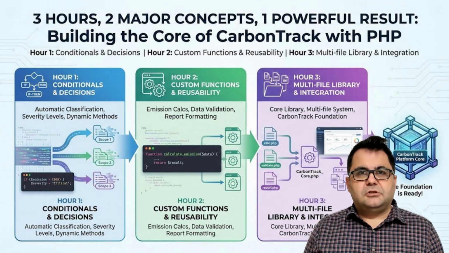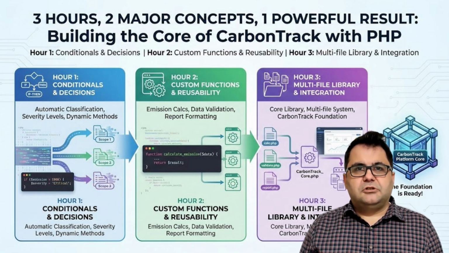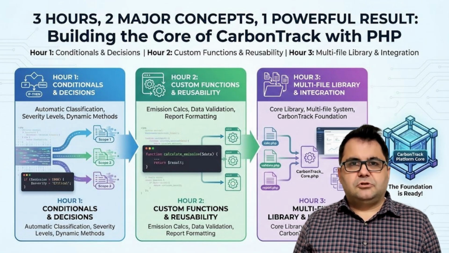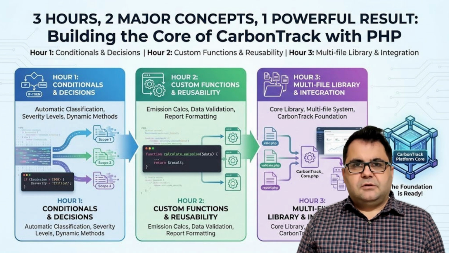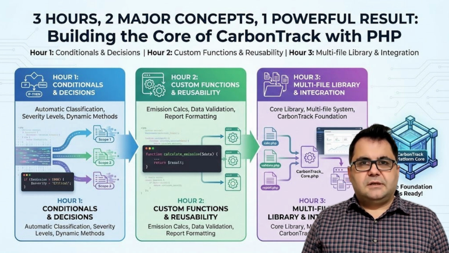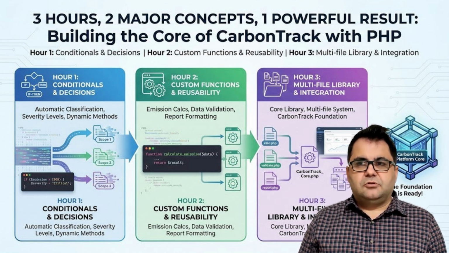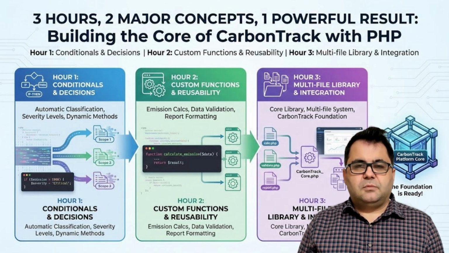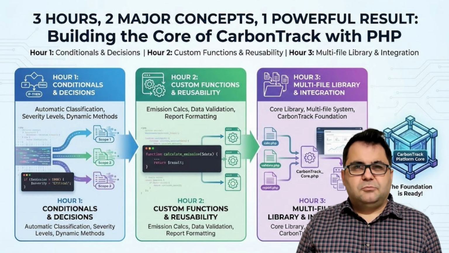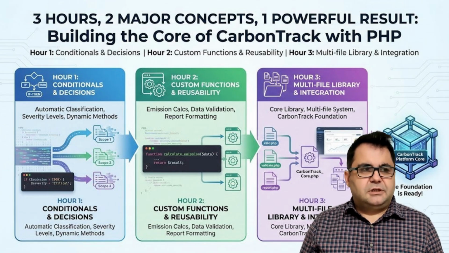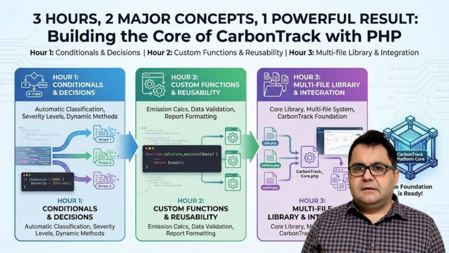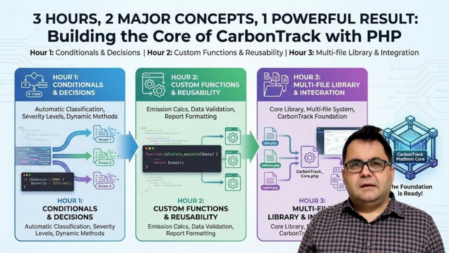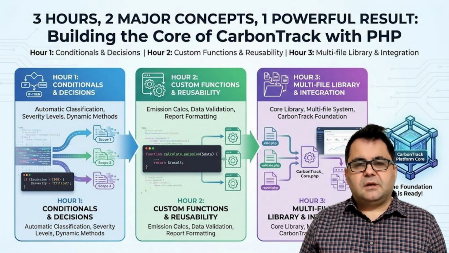Hour 1 teaches conditionals, the ability for code to make decisions based on data. We'll use this to automatically classify emission sources into scopes, determine severity levels, and handle different calculation methods. Hour 2 introduces custom functions, wrapping reusable logic into named, callable blocks. We'll build functions for emission calculations, data validation, and report formatting. Hour 3 combines everything into a multi-file calculation library that becomes the foundation of our Carbon Track platform.